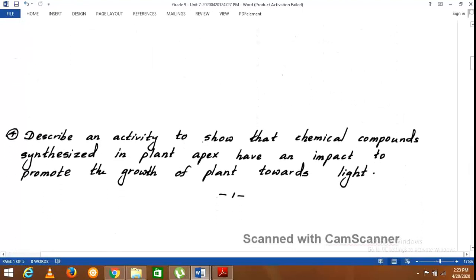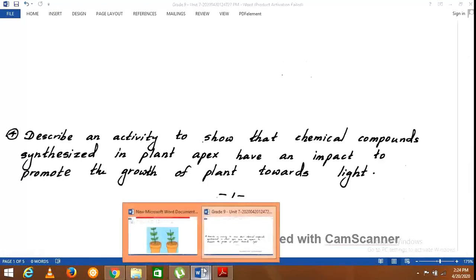Then, describe an activity to show that chemical compounds synthesized in the plant apex have an impact to promote the growth of the plant towards light. So here you are going to show that the chemical compounds which are synthesized in the plant apex have an impact to promote the growth of the plant towards light. So in the previous activity you saw, when the apex is not there, the height of the plant does not increase. Now you have assumed that because of a chemical substance secreted by the shoot apex, the plant gets an impact to grow towards light. For that, you can make use of this simple setup.